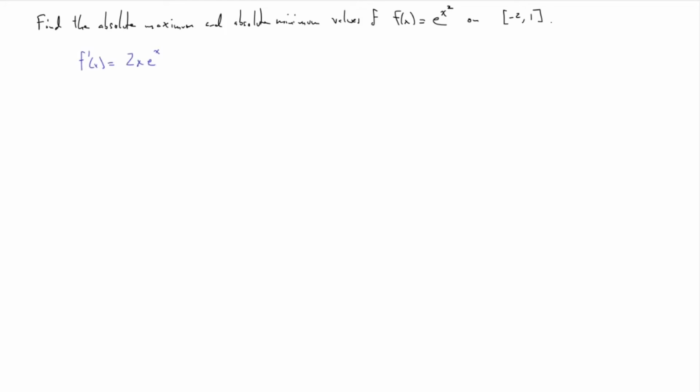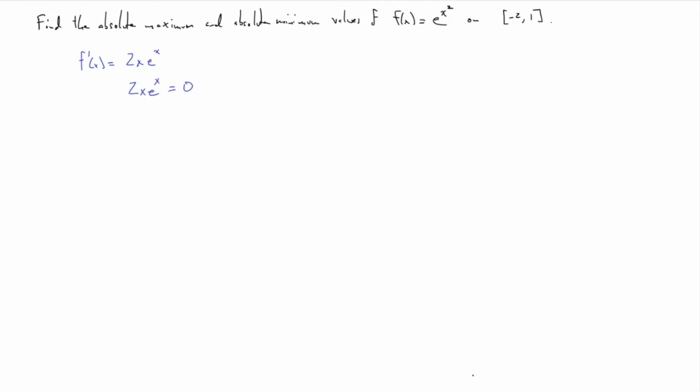To find the critical points, you have to take the derivative. You need the chain rule for that. You treat the x squared as if it were a variable. That gives you e to the x squared. And then you multiply by the derivative of that function you just treated like a variable, and the derivative of x squared is 2x. So the derivative of this function is 2x e to the x squared.